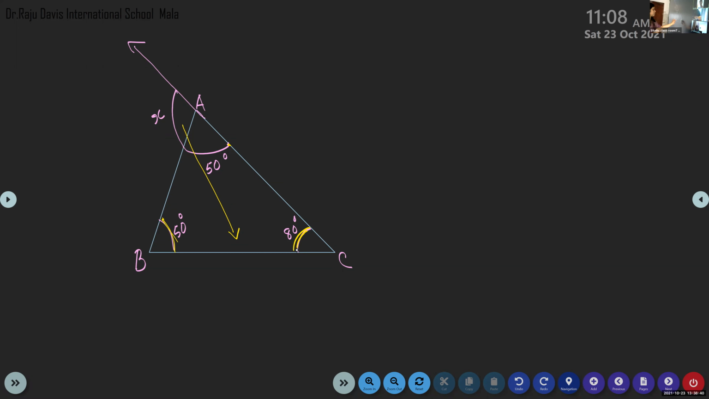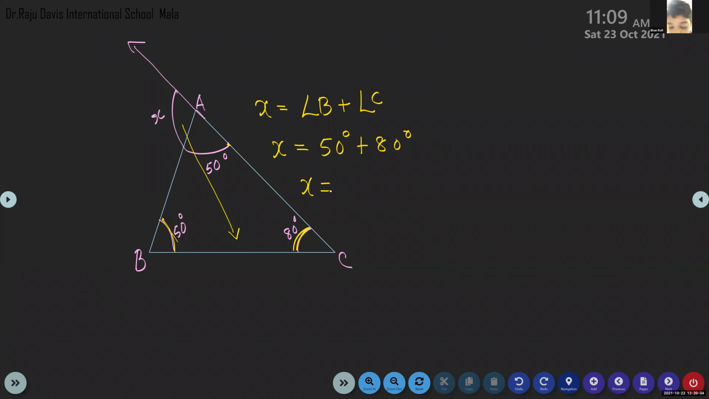So we can take 50 and 80. And what will be X? X is equal to the sum of the opposite interior angles, isn't it? X is an exterior angle. So the sum of the opposite interior angles, angle B plus angle C. So X is equal to 50 degrees plus 80 degrees. What is the answer, Ehan? Nivedita? 130 degrees. 130 degrees. Clear? Okay.